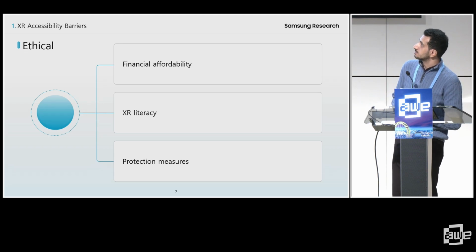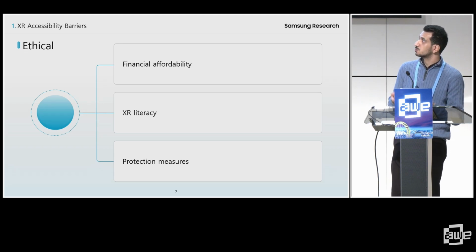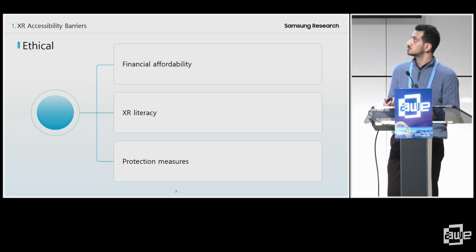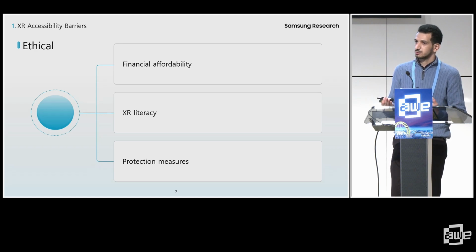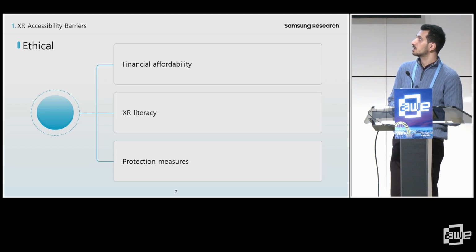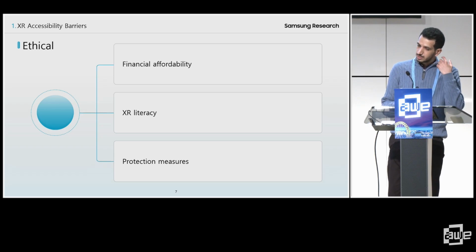In the ethical category, like I said, most of these are derived from historical issues. So the financial affordability, historically, people with impairments earn less during their lifetimes in comparison to able-bodied communities. So they're not really able to even afford XR devices, which again excludes them from this technology and limits their access to it.